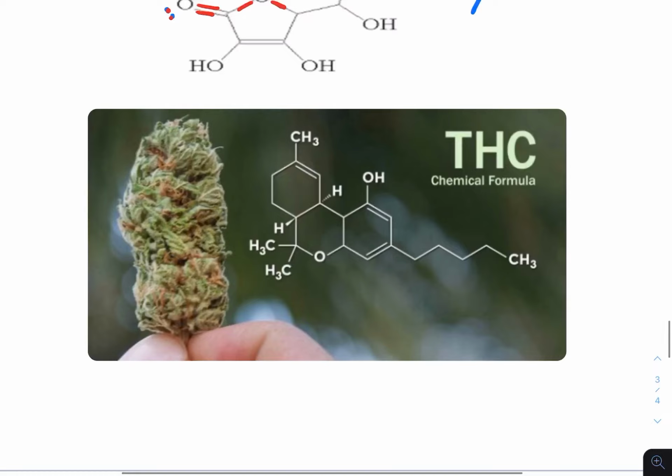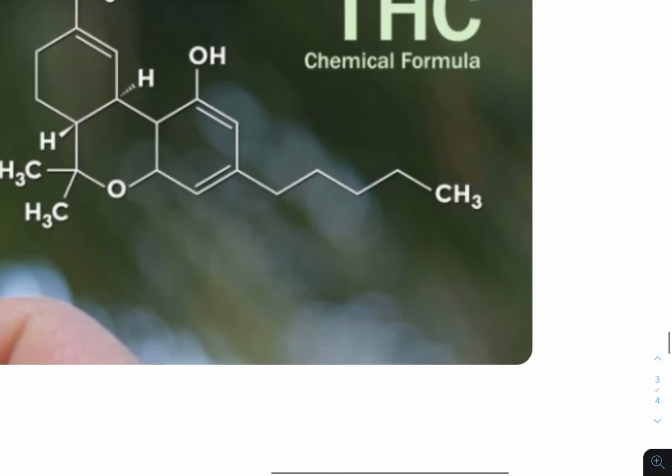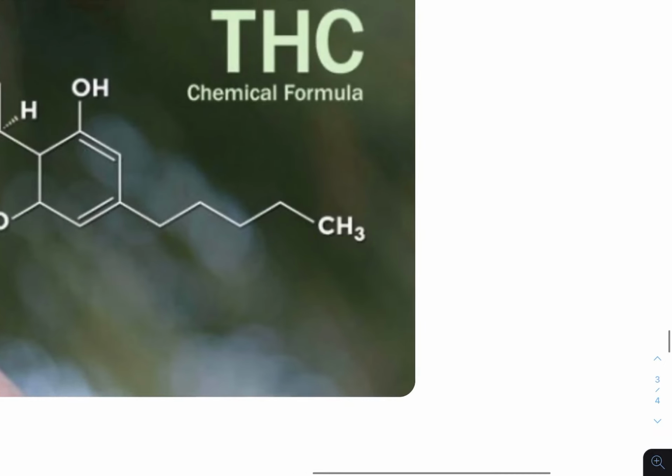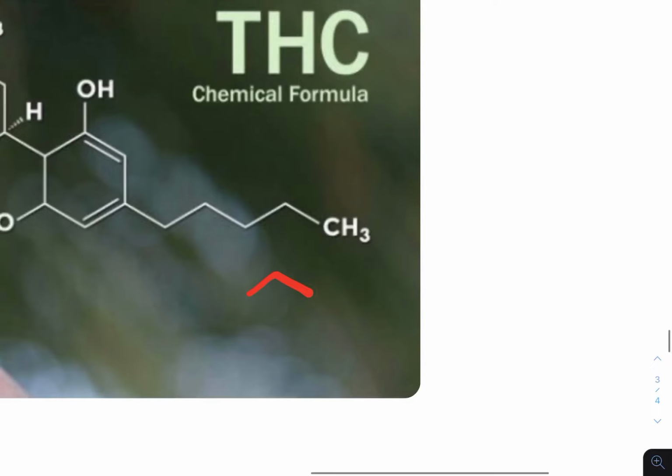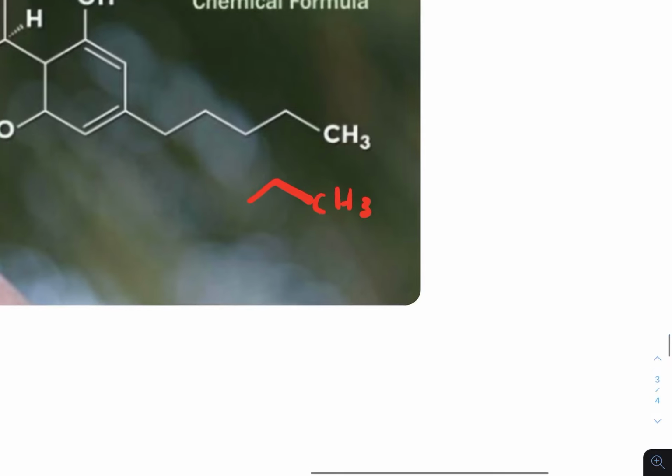I mean, you can see this in the THC chemical formula, and I wanted to zoom in on this one where there's a CH3 on the end. Most of the time, you would just see it regular like this. They wouldn't waste your time drawing the CH3 on the end. I wish they would, but you just have to get used to it.